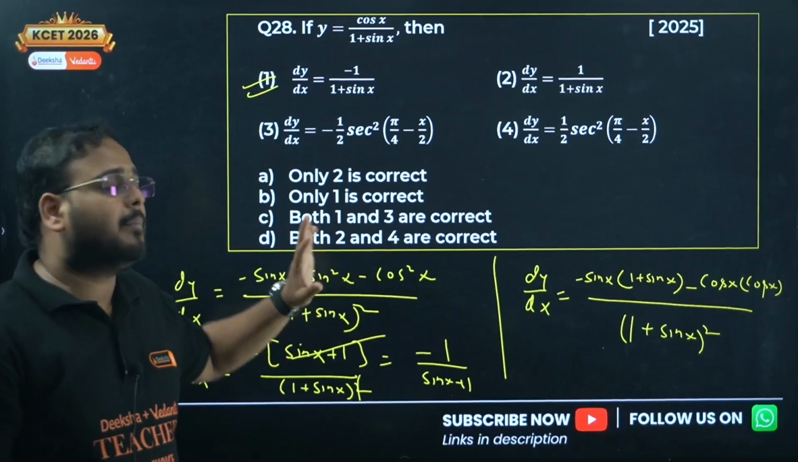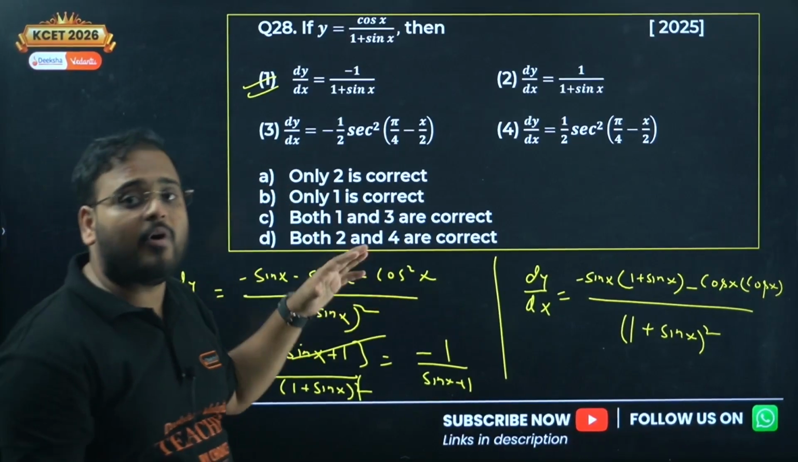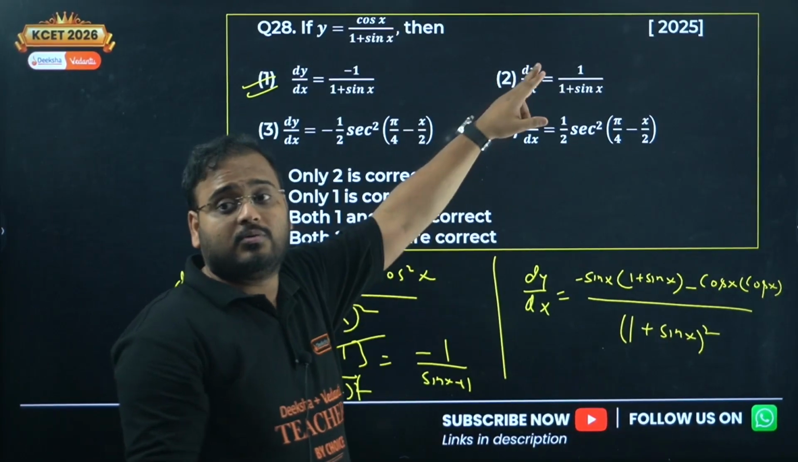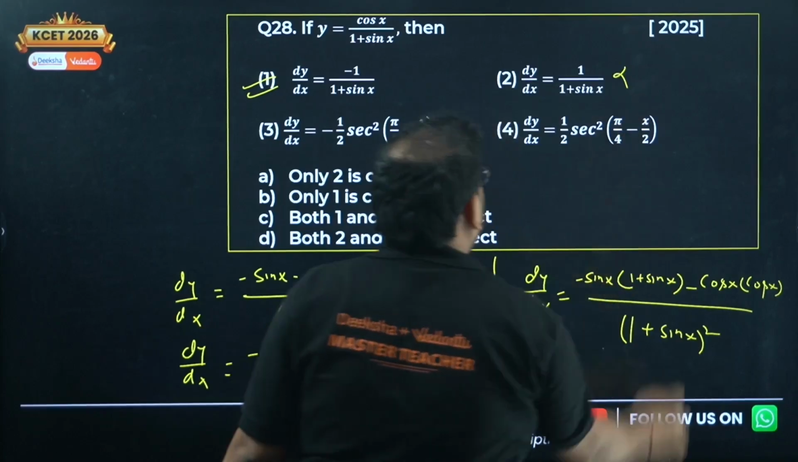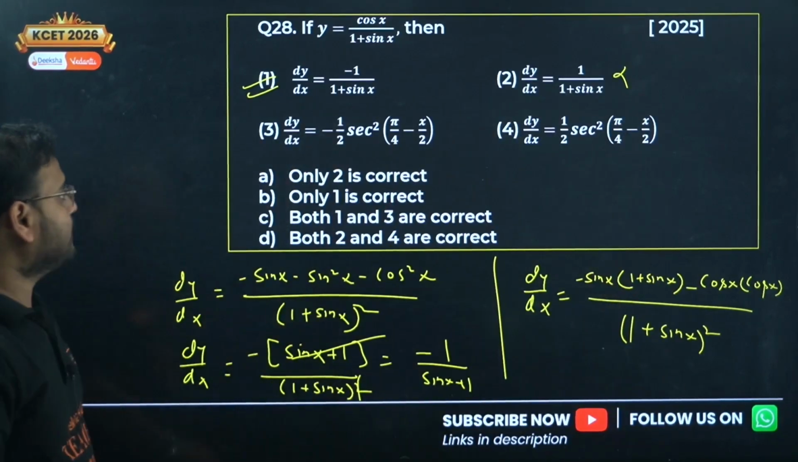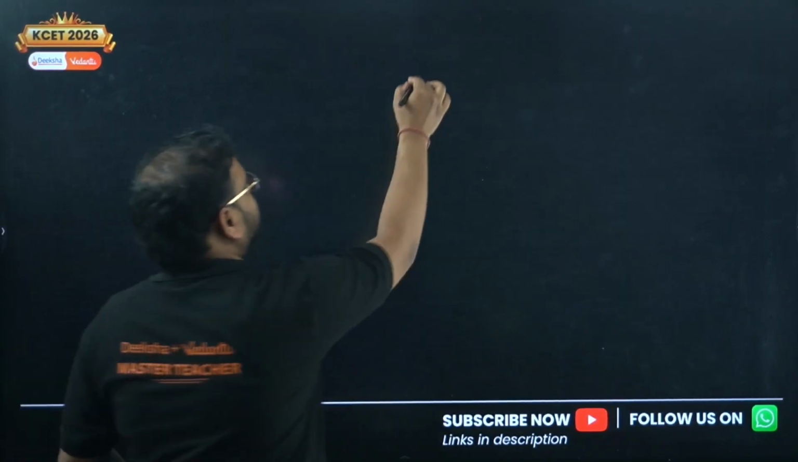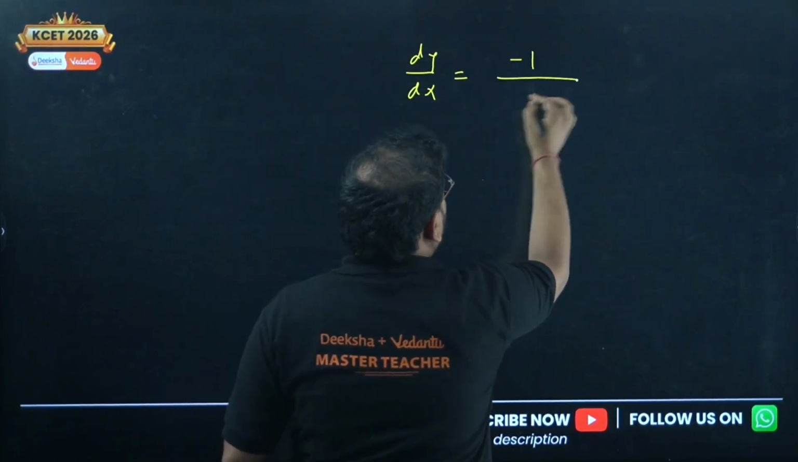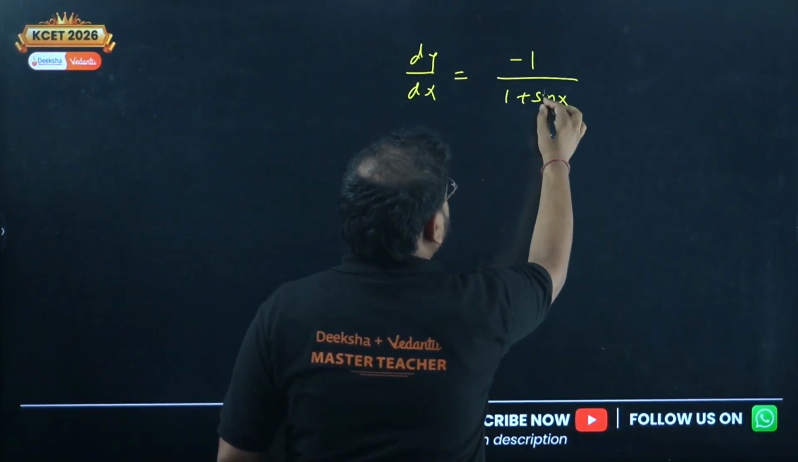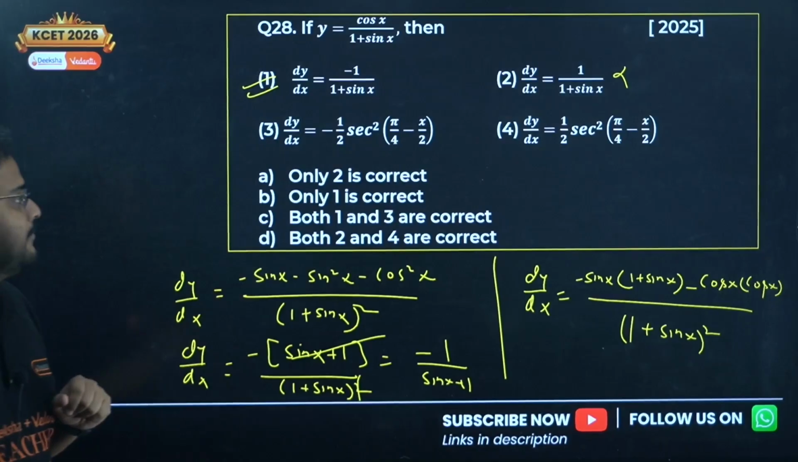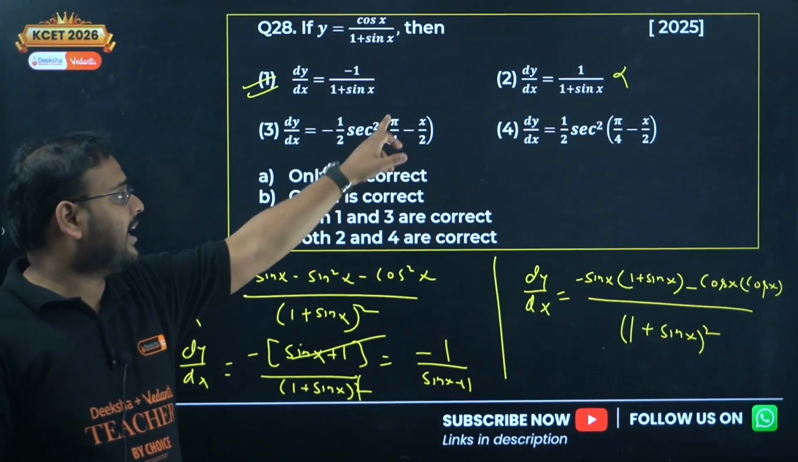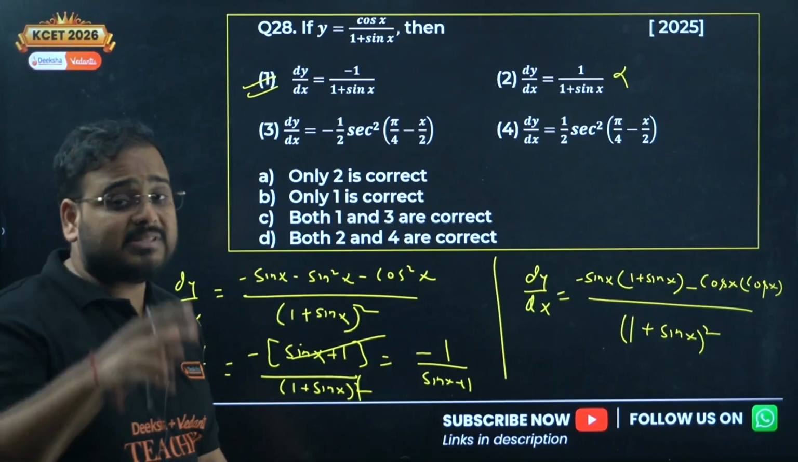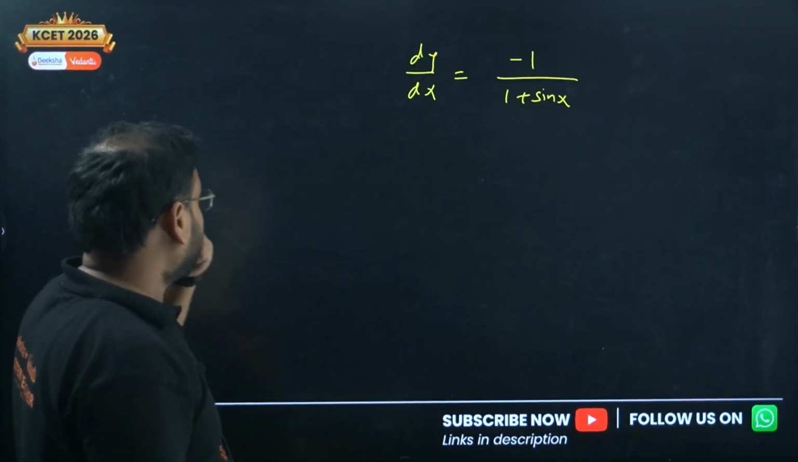Only one is correct. But before we take a conclusion, let's move ahead and check the other options also. The option 2 is not possible. What about option 3 and 4? We'll see that. So far we have got dy by dx as minus 1 upon 1 plus sine x, which is option 1. I have sec square and I have pi by 4 minus x by 2. Means the angle has to be halved. Okay.